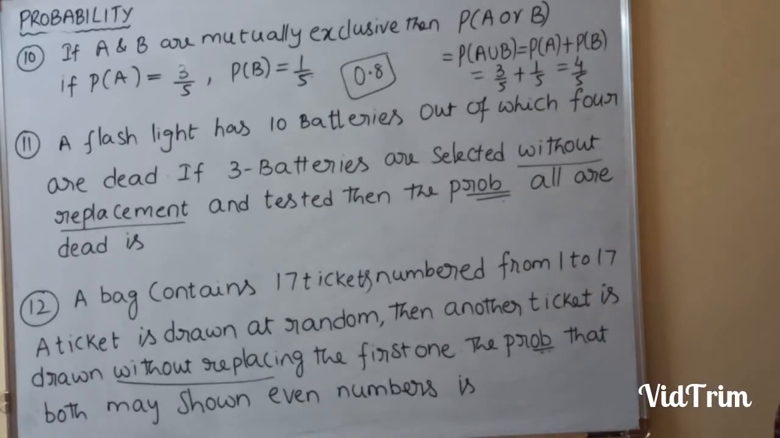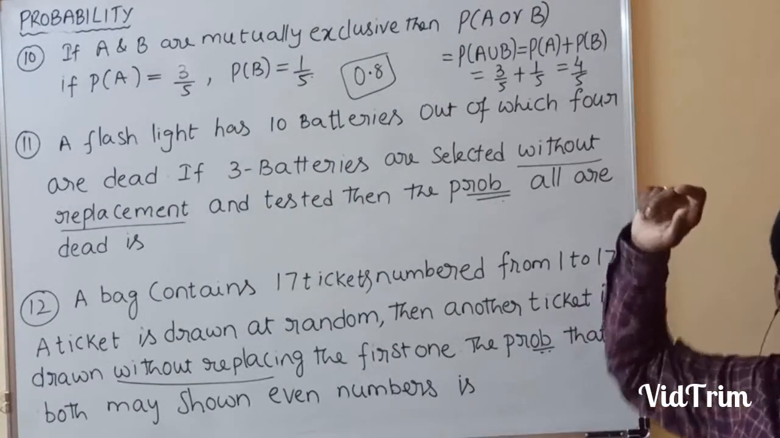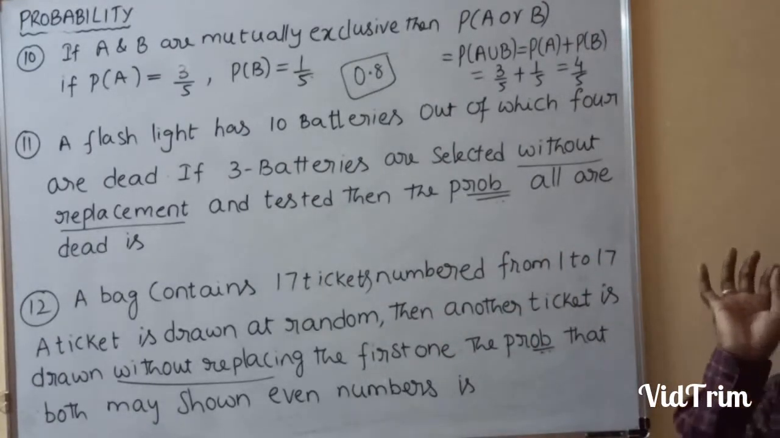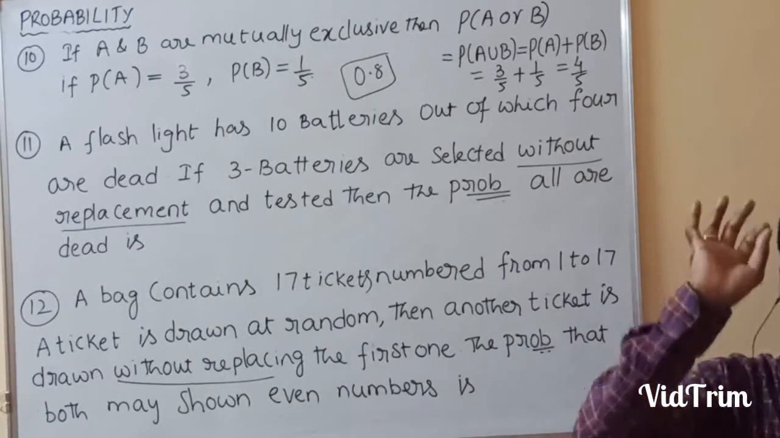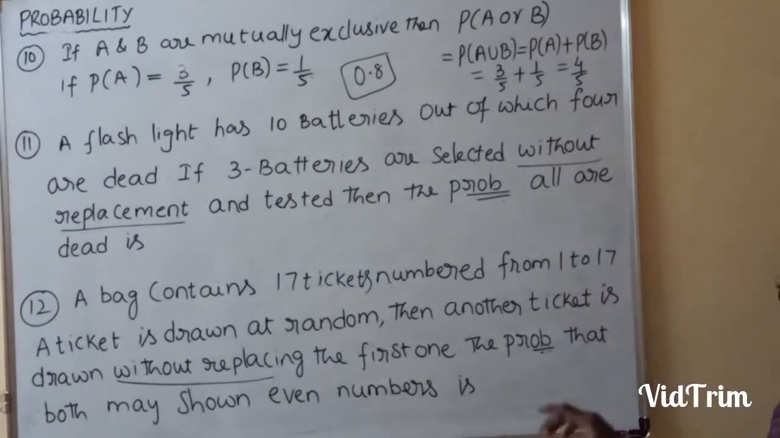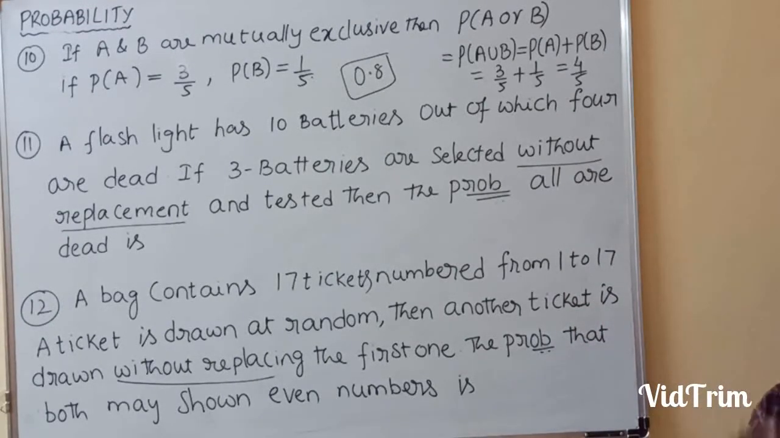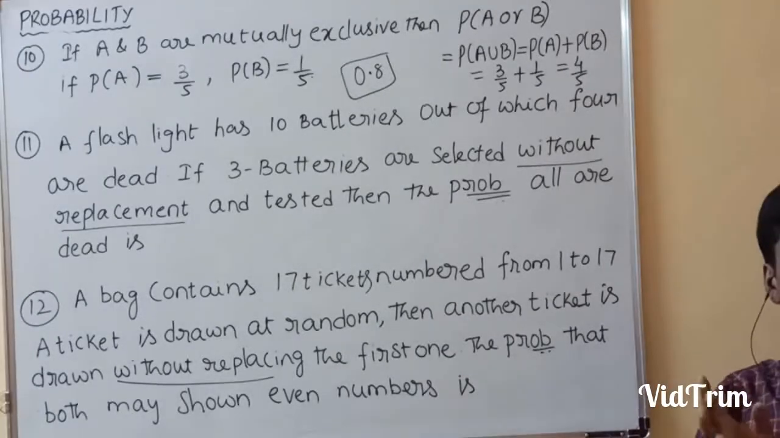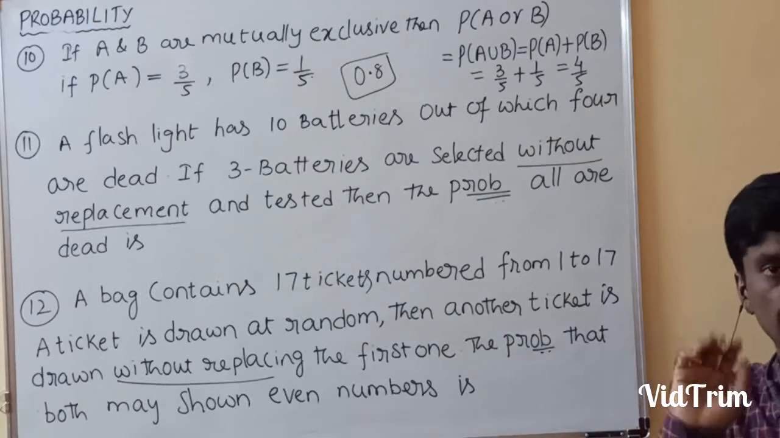17 tickets, numbered 1 to 17. The starting number is an odd number, and the last number is also an odd number. That means among the numbers from 1 to 17, the number of odd numbers is more than the number of even numbers. It begins with 1, now 1 to 17. What is 17 by 2? 8.5. What are the nearest integers to 8.5? 8 and 9.